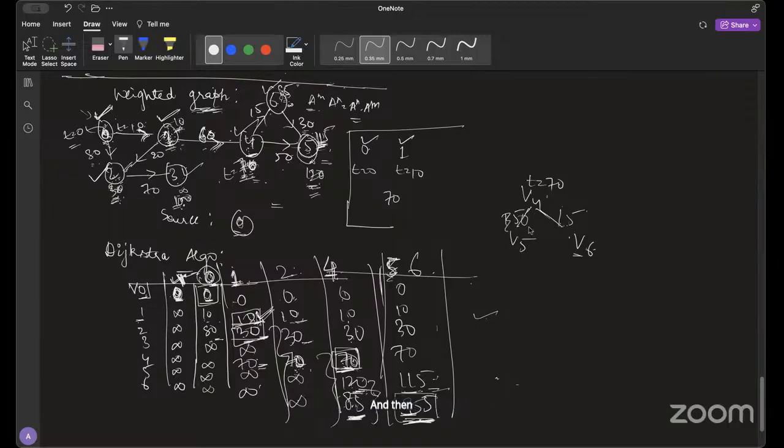And then here, 70 plus 50, you get 120. So you write a 120 here. Is this part clear? How you do this thing?